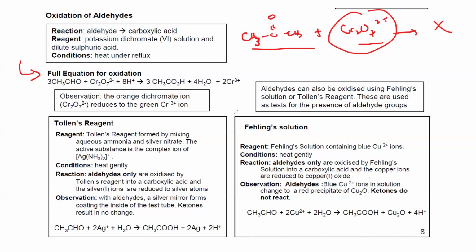Why is the potassium symbol not used in the equation? Because this is an ionic equation. That's why the potassium symbol is not shown here. In an ionic equation, we cancel out the spectator ion. Actually, potassium is a spectator ion. There's no oxidation or reduction. That's why the potassium symbol is not used here.